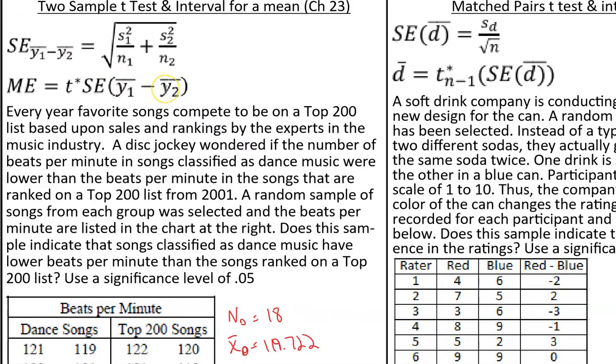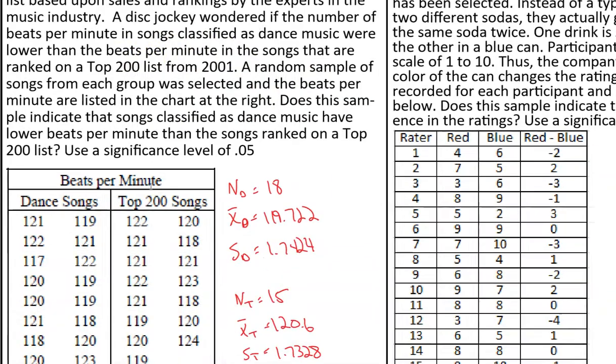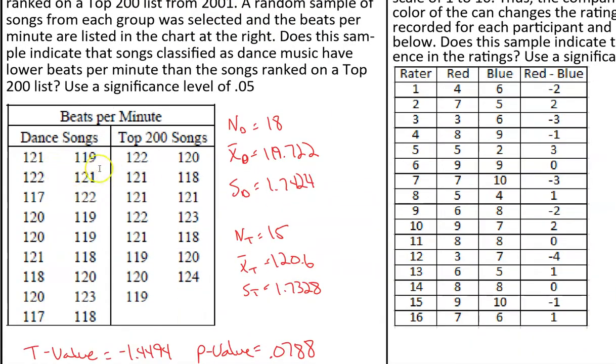All right, so the next type of problem will be a two-sample t-test interval for a mean, where we have two sets of means. So it'll be two different lists, or two different sets of means and standard deviations. And for this one, we are comparing: a disc jockey is wondering if the number of beats per minute in dance is lower than in top 200 songs.